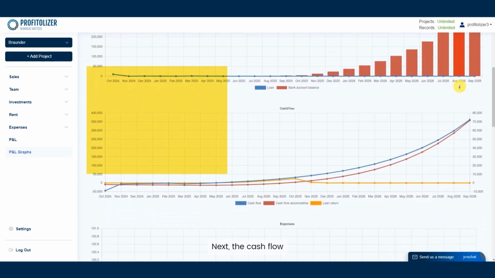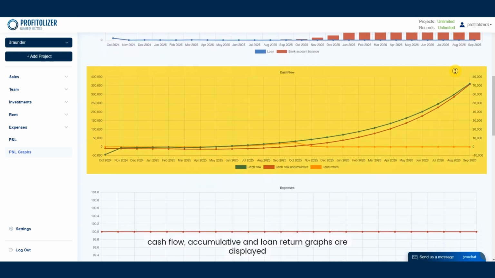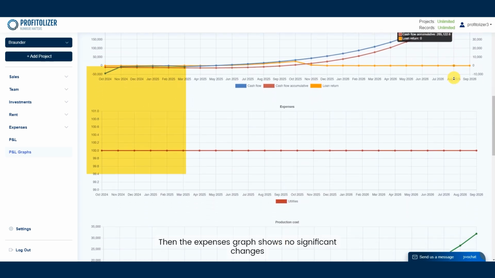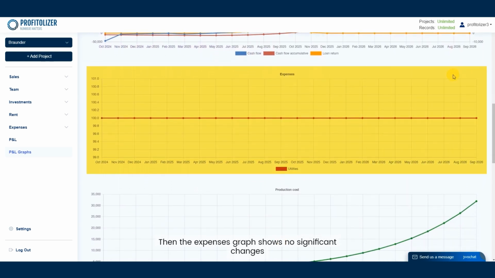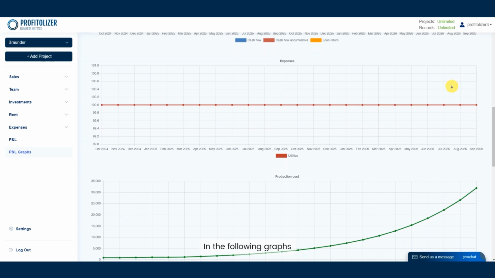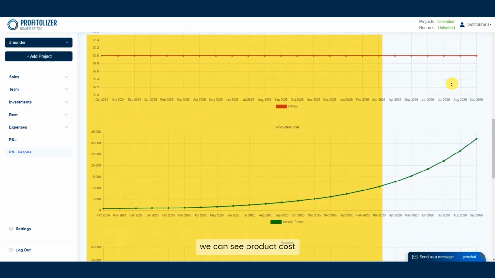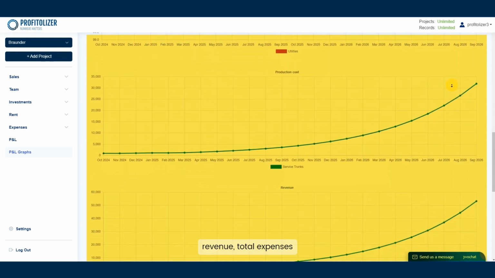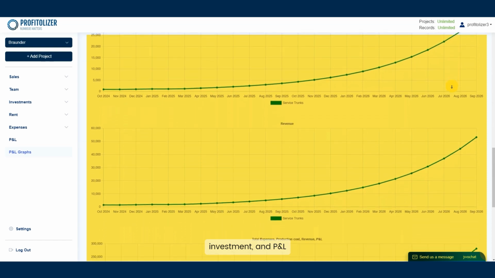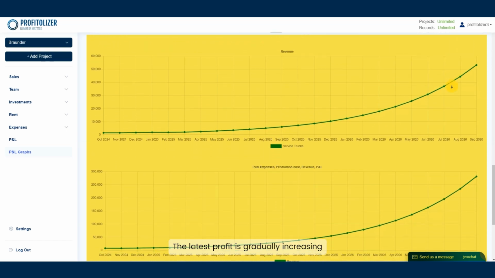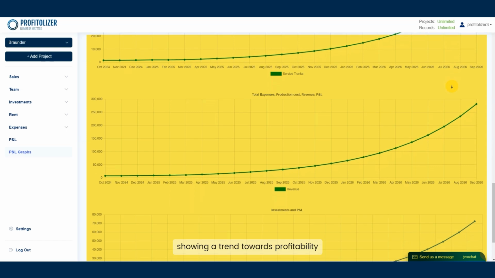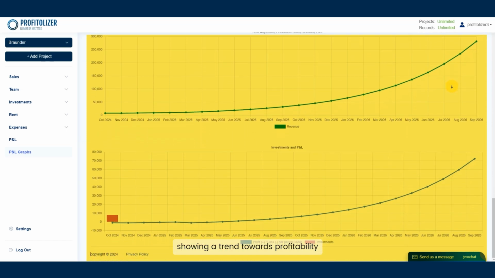Next, the cash flow accumulative and loan return graphs are displayed. Then, the expenses graph shows no significant changes. In the following graphs, we can see product cost, revenue, total expenses, investment, and P&L. The latest profit is gradually increasing, showing a trend towards profitability.